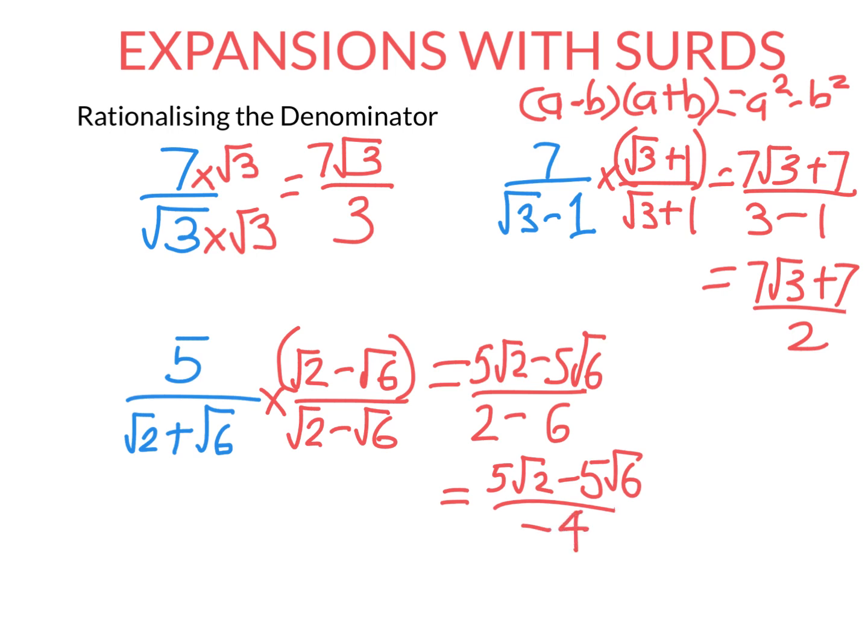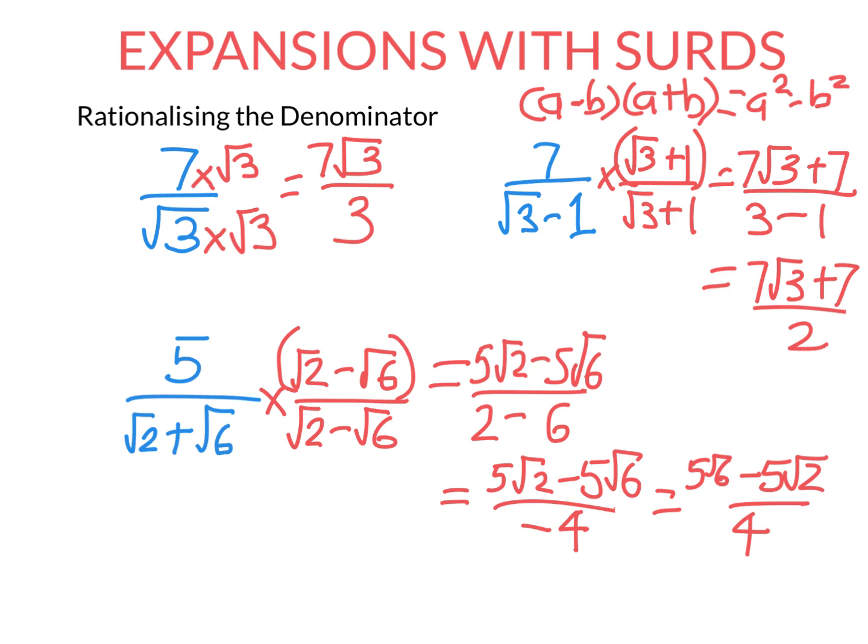But it just looks a bit weird to have a negative there. So I could simplify this even further by timesing top and bottom by negative 1. If I times this top by negative 1, I'm actually just going to switch the order. So I'm going to end up getting 5 root 6 minus 5 root 2 over 4.